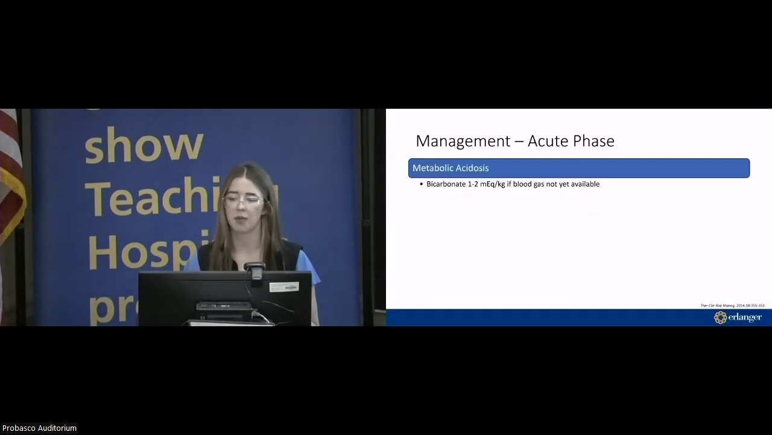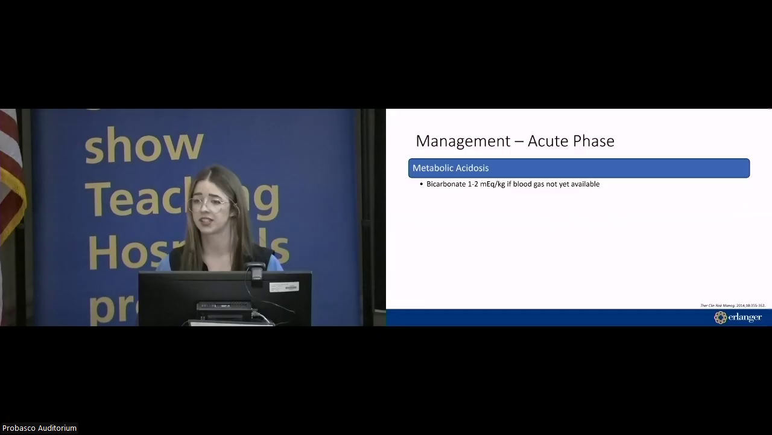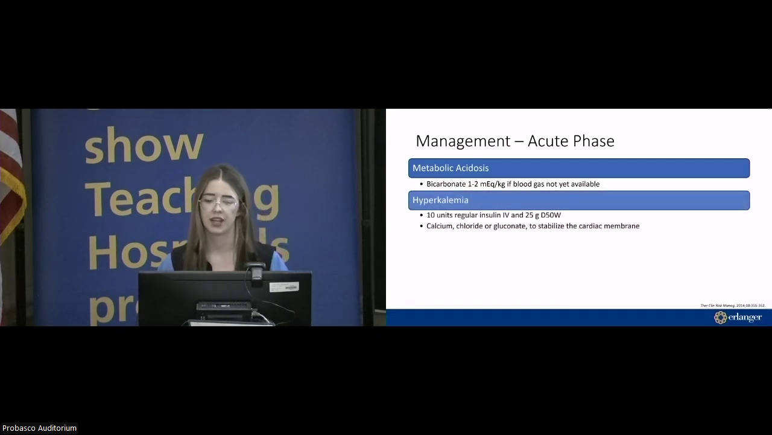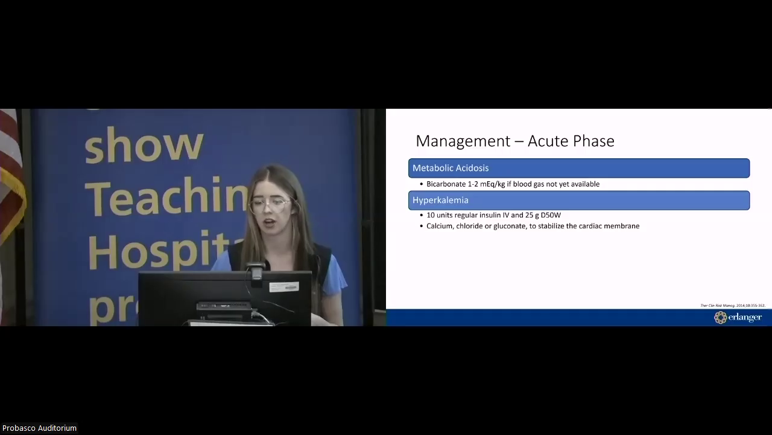Next, we'll address the complications associated with the hypermetabolic state. If a patient is experiencing metabolic acidosis, you should treat with sodium bicarb, 1 to 2 mg per kg, if the blood values are still pending and acidosis is strongly suspected. If the patient is hyperkalemic, you want to administer 10 units of insulin with dextrose and give calcium chloride or gluconate to stabilize the myocardium.